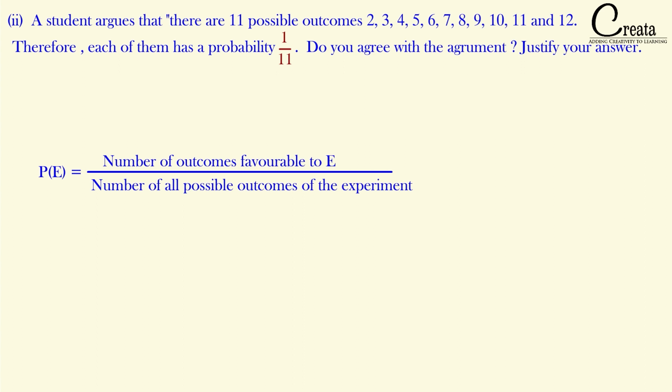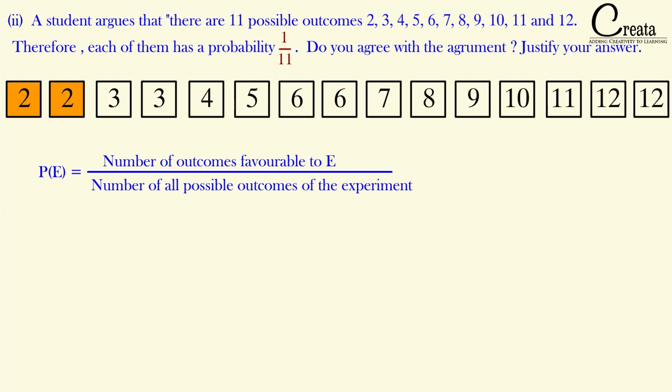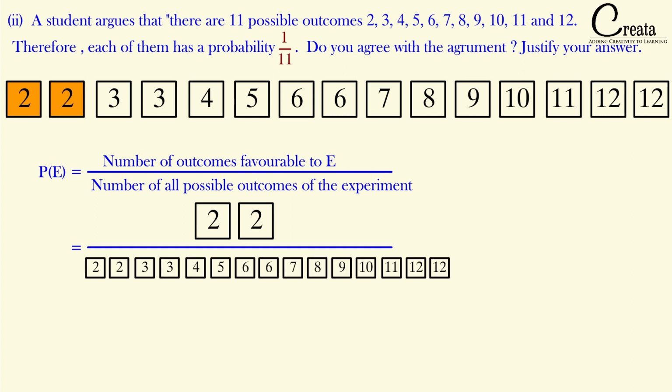We can take an example. Suppose we are getting these outputs. Here we can say the possible outcomes are 2, 3, 4, 5, 6, 7, 8, 9, 10, 11 and 12. So this is matching with the scenario in which the student is calculating the probability. But here 2 is repeating 2 times, 3 is also repeating 2 times, like 6 and 12 are also repeating 2 times. So if we have to calculate the probability of number 2, here in the numerator we will get 2 because 2 is repeating 2 times, and in the denominator we will get the total addition.